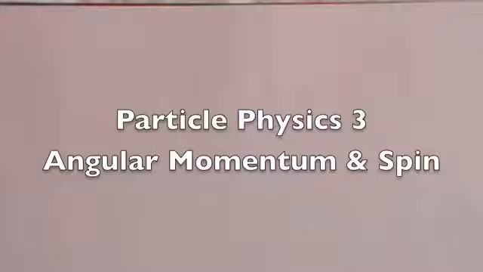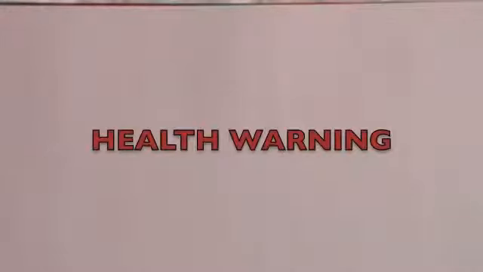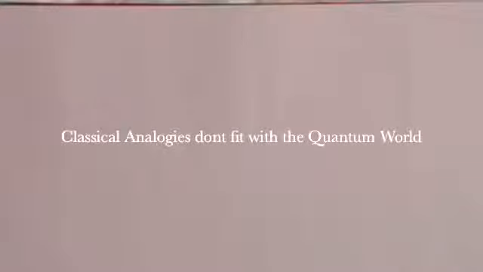Hello, today we're going to continue in our series on particle physics, looking at angular momentum and spin. First, a health warning. Whenever we talk about angular momentum and spin, the problem is that we tend to think of classical things, like a spinning top or a spinning ball. And to some extent, that gives us an understanding of what we mean when we talk about things happening in quantum mechanics and angular momentum and spin. But that classical analogy only goes so far. And we shall see that when it comes to quantum mechanics, all is not as it seems.